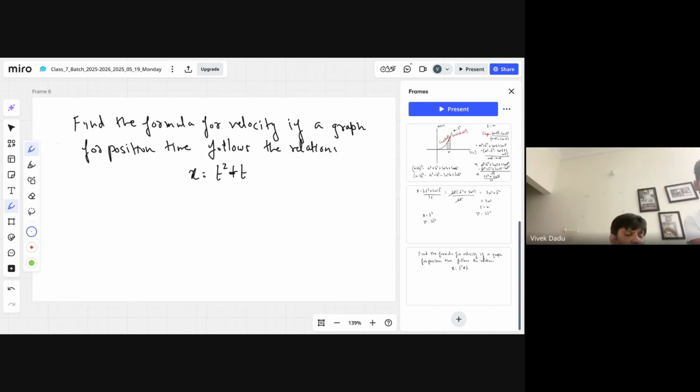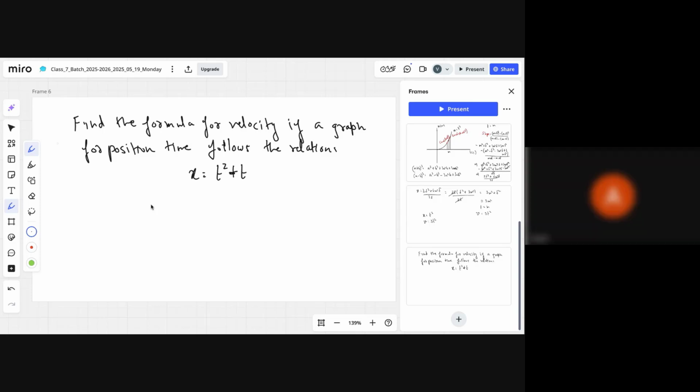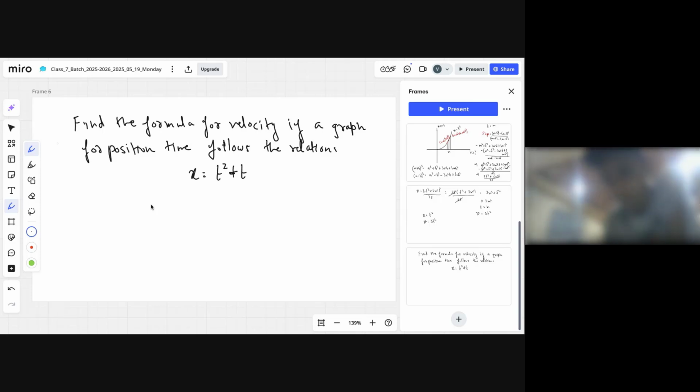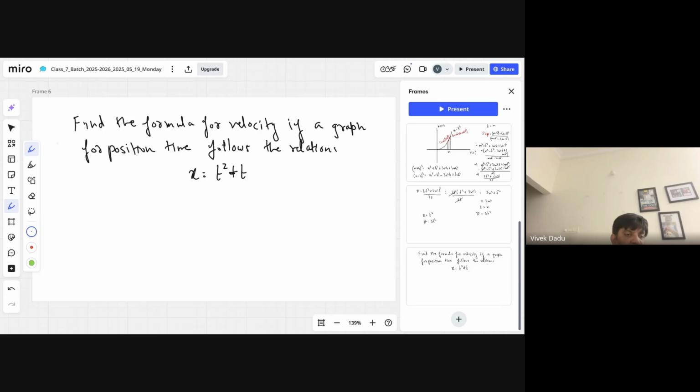Where did cube come? This is the equation of the curve. Okay, for people who are struggling, I'm giving one hint. It's wrong. You're not applying the concept correctly.